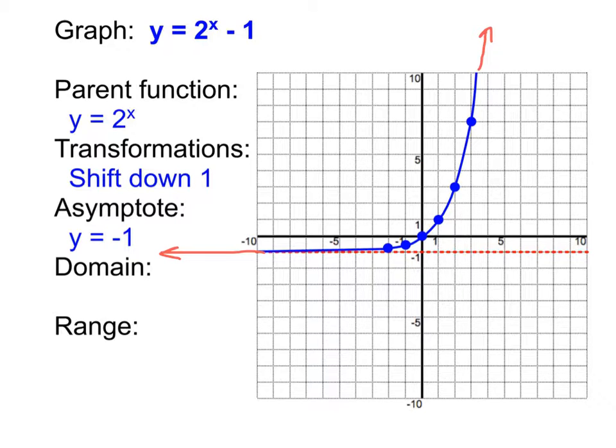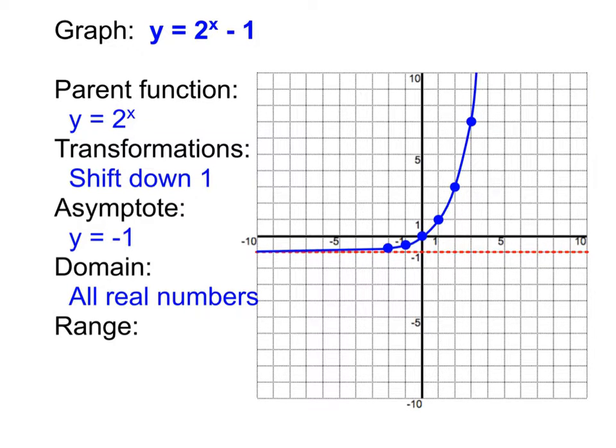So our domain then, it's all real numbers. And because there is such continuity between these graphs, because this domain is all real numbers, I can tell you that every exponential graph will have a domain of all real numbers. Because all of them go forever left and forever right.